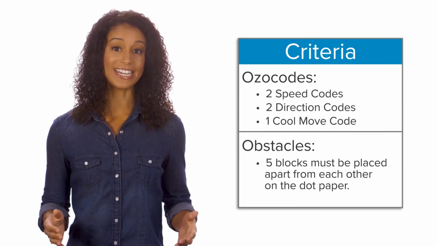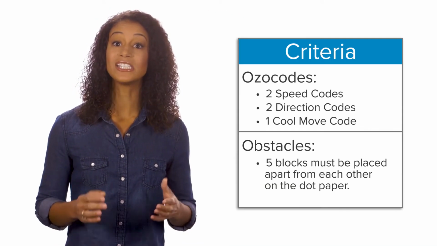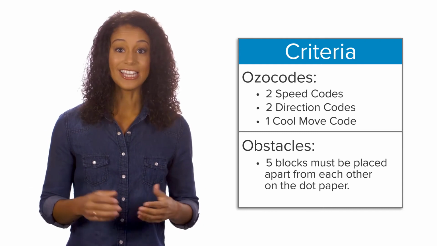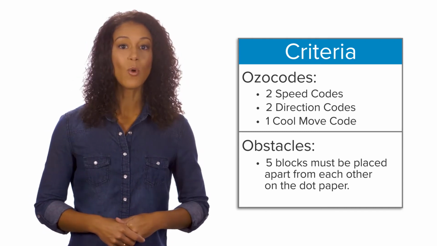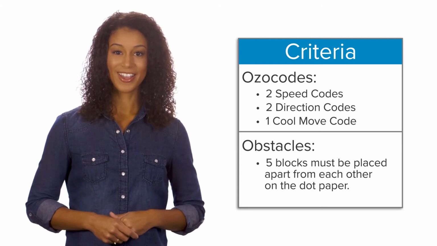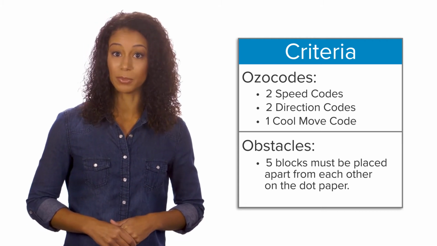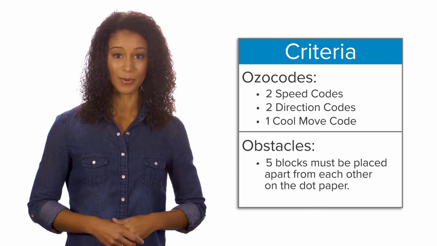The criteria for today's task is that you must use at least 5 Ozo codes. These are to include at least 2 speed codes, 2 direction codes, and 1 special or cool moves code. You must also place 5 obstacle blocks apart from each other on the dot paper.